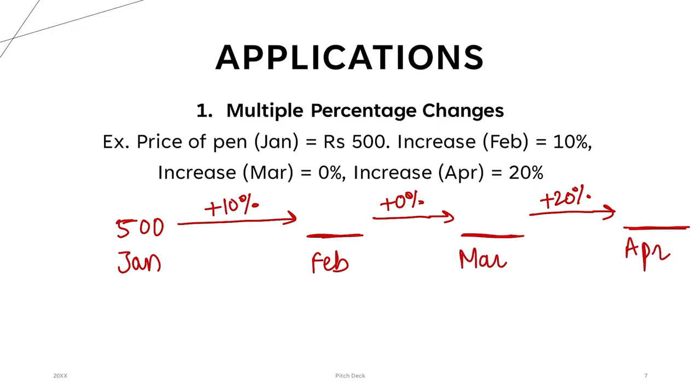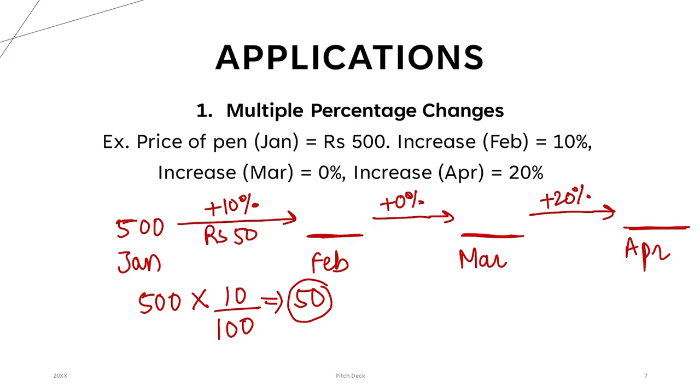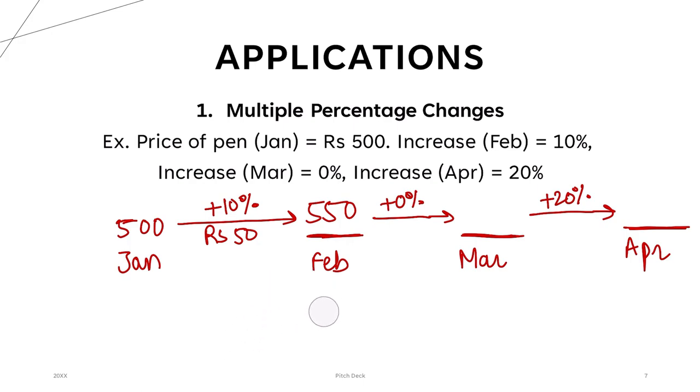Now, what is it in February? January, it is 500, right? How much has it increased? 10%. So if you calculate this, it is a 50 rupee increase. So 50 rupees has increased. So 500 plus 50, 550, is the new price, right? Now, going from 550 to March, 0% has increased. There is no increase in the price. So 550 will remain 550. I hope this is clear.